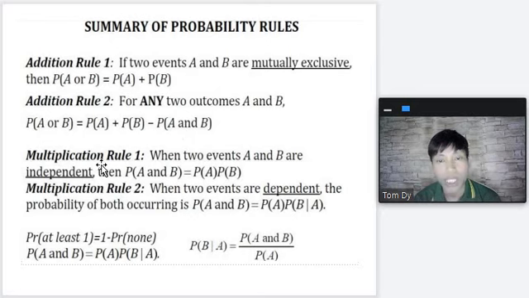Next, we have multiplication rule number 1. When two events A and B are independent, then the probability of A and B equals the probability of A times the probability of B. So we simply multiply their probabilities. And then multiplication rule number 2. When two events are dependent, the probability of both occurring, the probability of A and B, is equivalent to the probability of A times the probability of B given A. So this is now the summary of our discussion about probabilities.